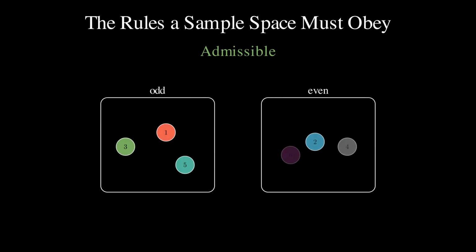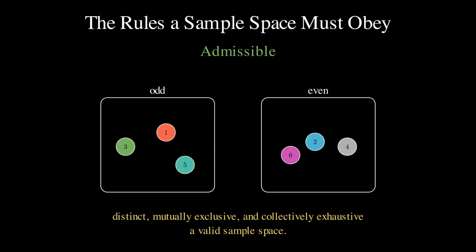Fix it by dropping the primes. The odd numbers and the even numbers are disjoint. No integer is both, and together they cover 1 through 6 completely. Distinct, mutually exclusive, and exhaustive, a partition of the outcomes, and a perfectly valid sample space.